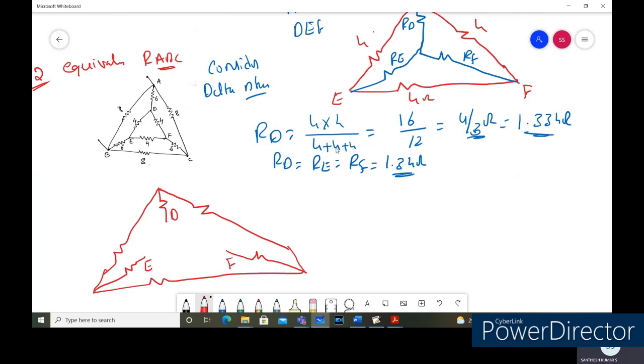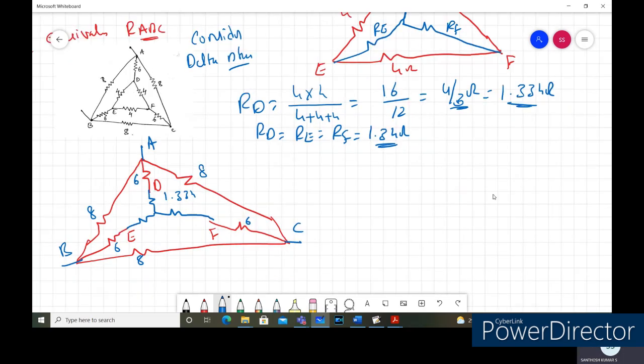So here we are going to replace it with the star network. The value for each of these is 1.334 ohms, as all have the same value. The other resistances are 6 ohms each, and the corresponding resistances are 8 ohms, 8 ohms, and 8 ohms. This is node A, this is node B, and this is node C.